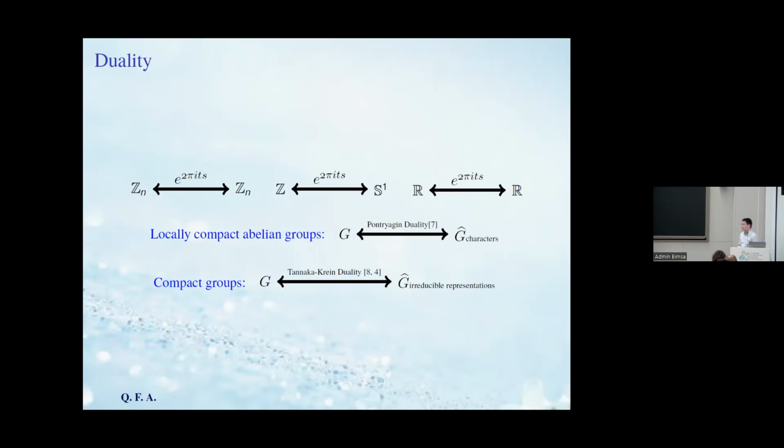What is the duality? Then there's a simple way. You can consider its irreducible representations. If you consider all its irreducible representations, you will get its dual. But this is not the whole story.